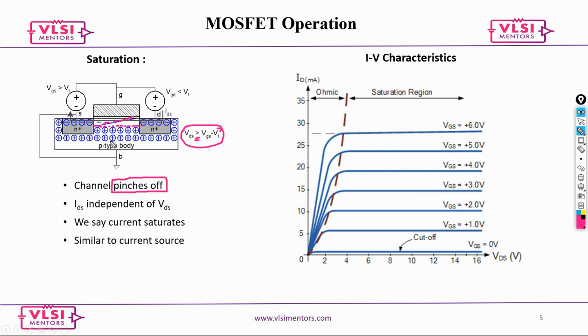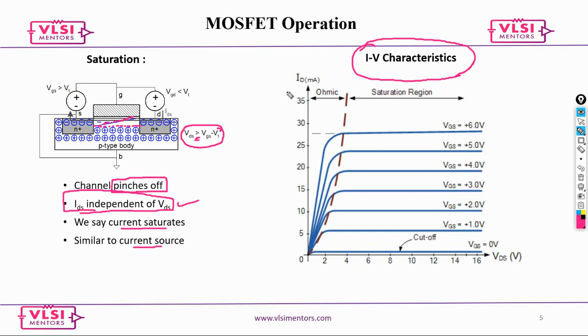So that means your current is independent of your VDS, irrespective of your drain voltage. The current would be independent of your VDS, and we call this current saturation, and this is what we call a current source. If you look at this particular IV characteristic, this is a very important thing that you should know first, because sometimes you would be asked in interviews how a MOS operates, and to explain it with IV characteristics.